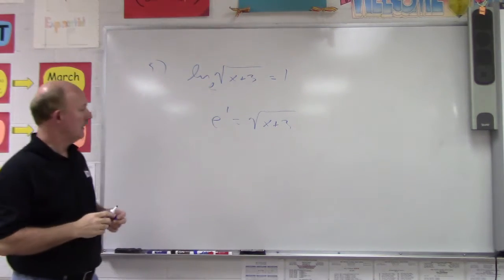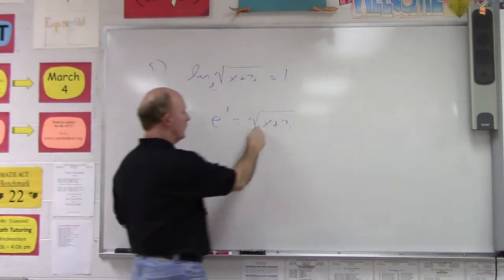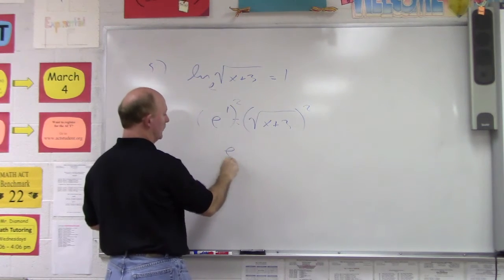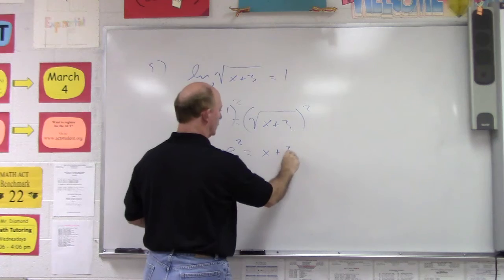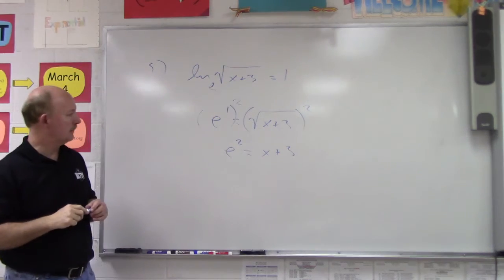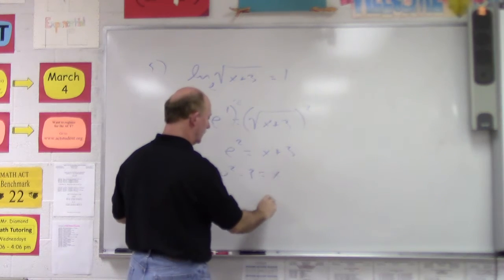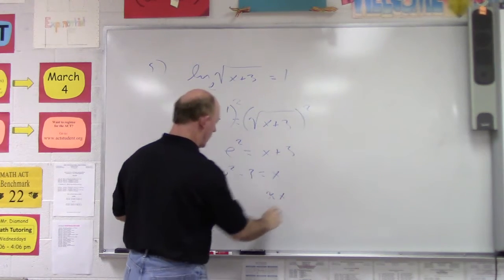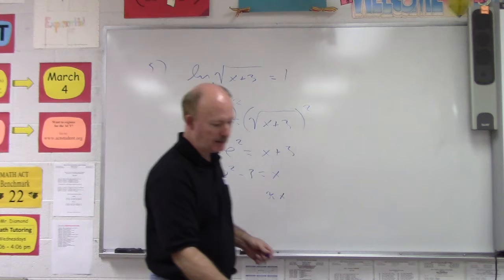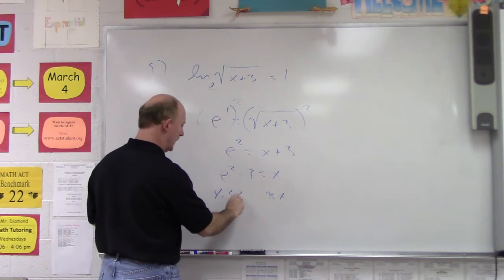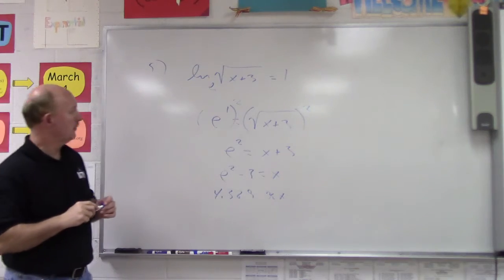All right, now all we have to do is solve for x. To get rid of your square root, let's square this side, and we've got to square this side here. So it gives us e squared equals x plus 3. To finish solving for x, this will be e squared minus 3 equals x. And x will be approximately e squared minus 3. When I did it, I got 4.389, so about 4.389. They're fairly easy to solve.